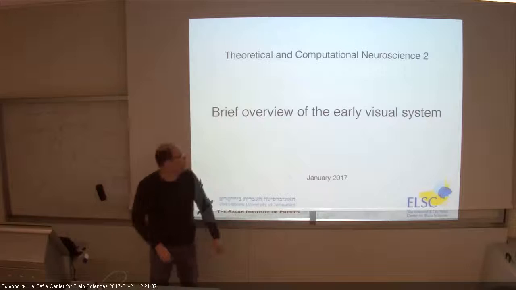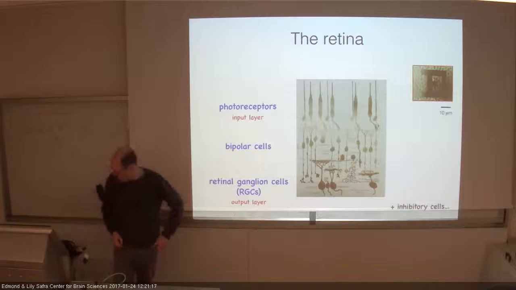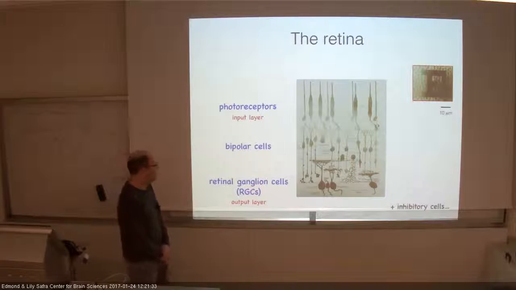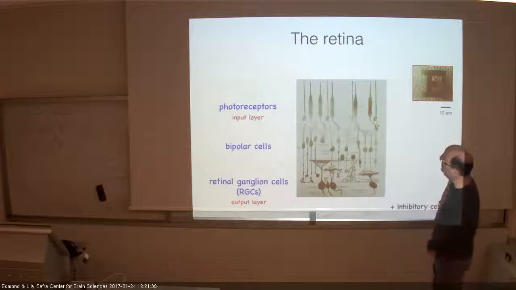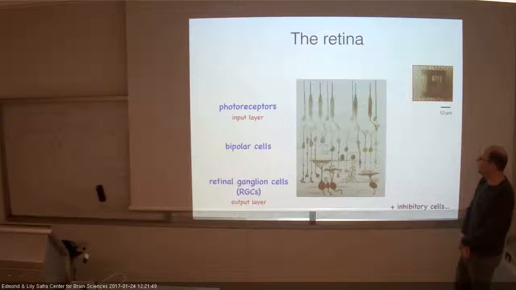So let's start by talking a little bit about the retina. Alright, so this is kind of a sketch of the retina showing what their morphology actually looks like. The beginning of the processing of the visual signal in our brain starts by light hitting upon the photoreceptors.